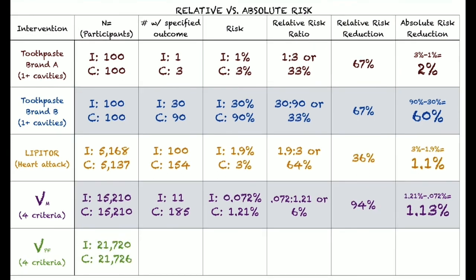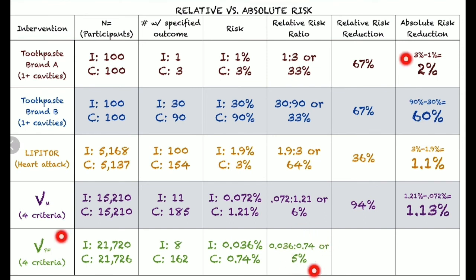So they had 21,000, almost exactly the same number in the intervention and the control groups. And let's look at the people who actually met these 4 criteria. 8 people out of 21,720 compared to 162 out of a similar number. And here are the percentages. So if you took this intervention, your chance of meeting these 4 criteria was this. And if you did not take the intervention, your chance of meeting these 4 criteria was this. So expressed as a ratio, that's 0.036 to 0.74, or 5%.